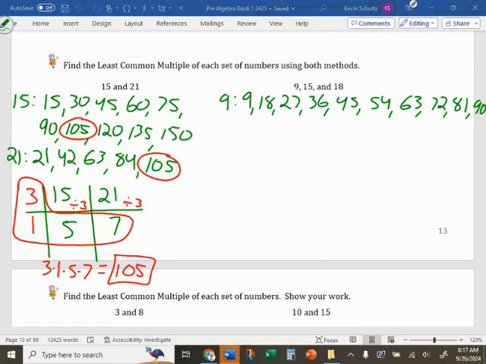We have 15 again. That's nice. We can just copy what we have here. 15, 30, 45, 60, 75, 90. And 45 too. You're right, I missed that one. So we got some common ones here.